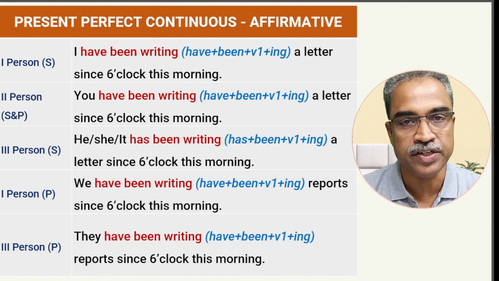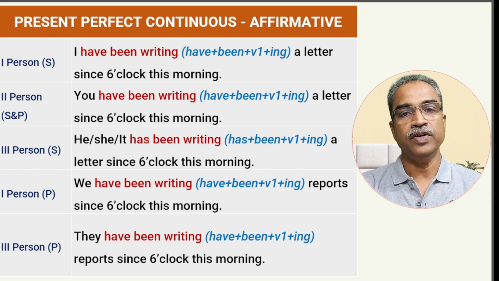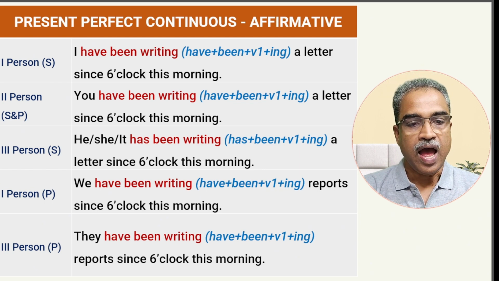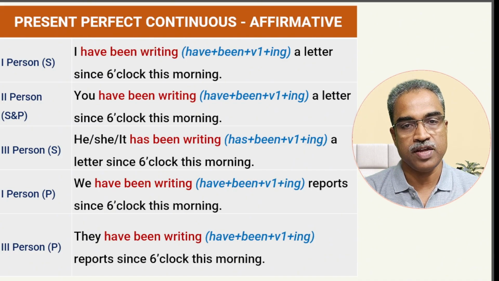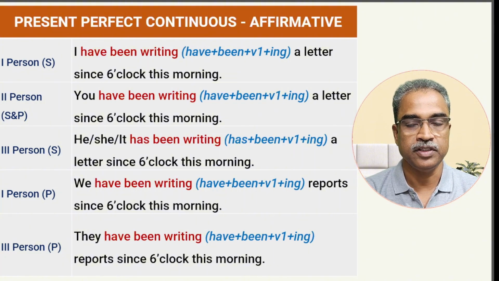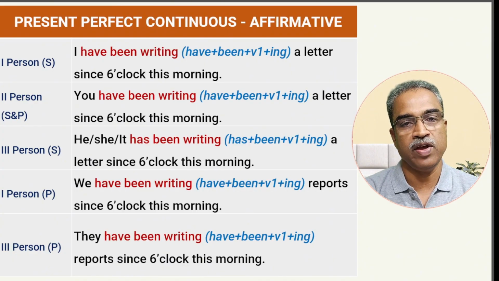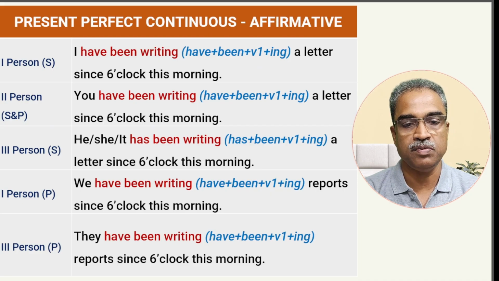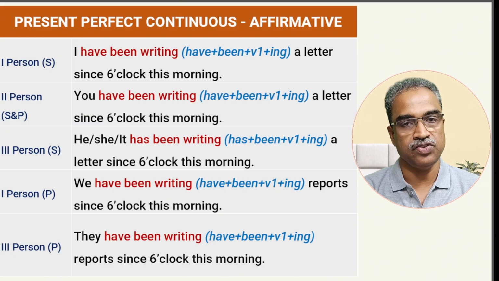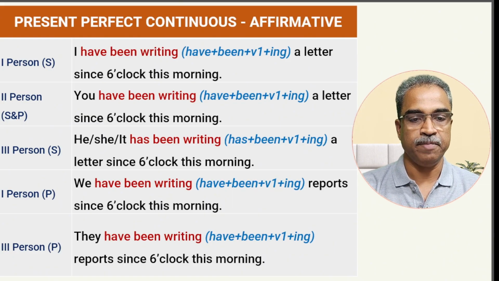So how this will read, our example verb, that is write. I have been writing a letter since 6 o'clock this morning. Did you understand something, the meaning? Before we understand when and why we use it, let's see the format here: subject plus have plus been plus V1 plus ing. V1 with ing here. All right.